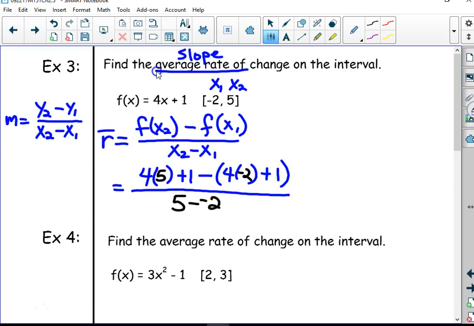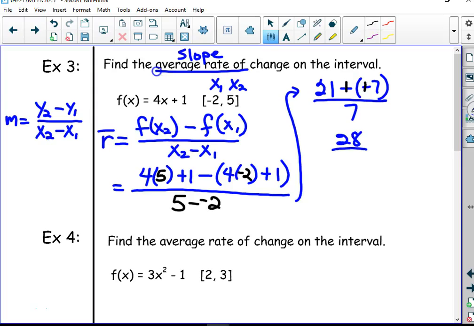Okay, so let's do some simplifying here. We get 20 plus 1, or 21 in the numerator, minus, looks like 4 times negative 2 is negative 8, plus 1 is negative 7. All over 5, and minus a negative 2 is 5 plus 2, or 7. So 21, let's simplify my signs here. 21 minus a negative is going to be 28. So I get 28 over 7, or 7 goes into 28 4 times.